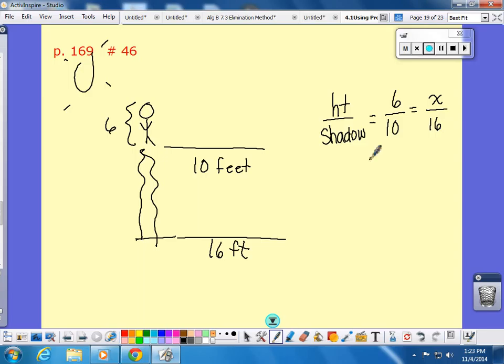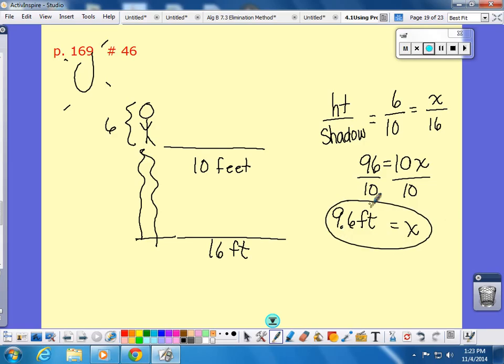6 times 16 is 96. 10 times x is 10x. I'm going to solve the simple equation. Alright, can somebody tell me, how tall is that statue? 9.6 feet. Does anybody have a question?